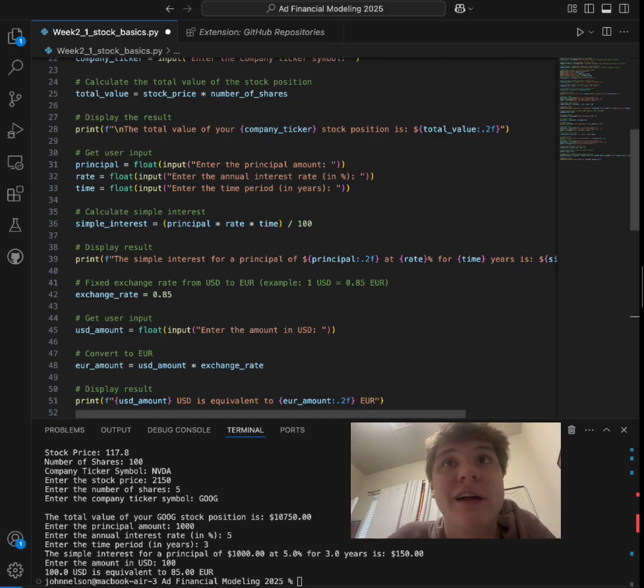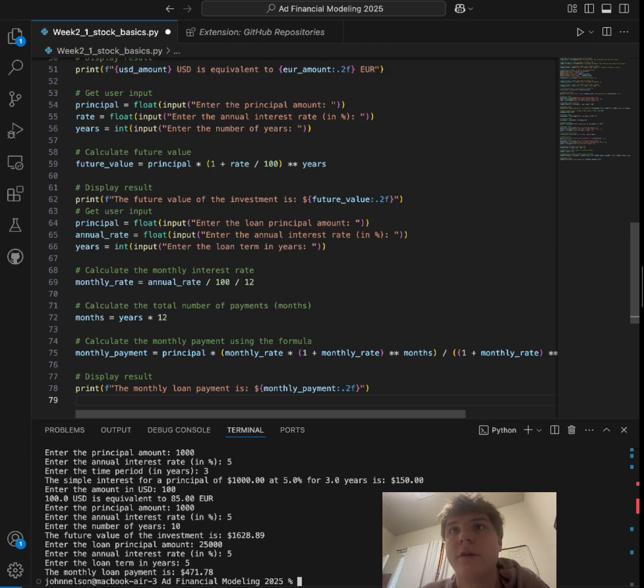So as you can see on line 41, number sign, fixed exchange rate from USD to Euro. Example 1, USD equals 0.85 Euro. Exchange rate equals 0.85. Number sign, get user input, USD amount equals float, input, enter the amount in USD. Number sign, convert to euro, euro amount equals USD amount times exchange rate, display result, print USD amount, USD is equivalent to euro amount, euros. So if you look at our example, we can see that we entered the amount of $100 and it says $100 USD is equivalent to 85 euros. So that code worked perfectly.